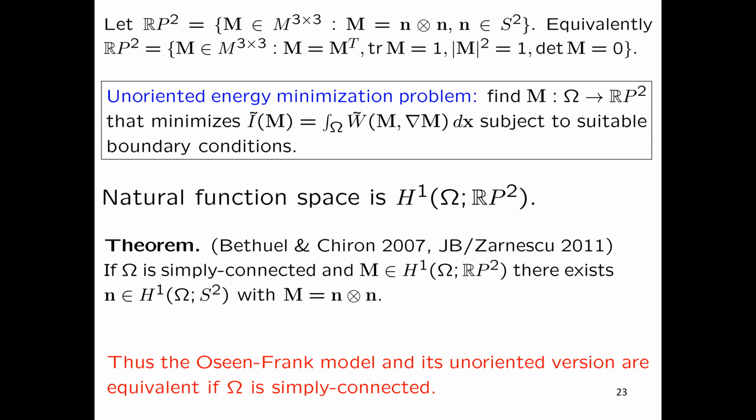However, they're not equivalent if omega is not simply connected. And here's an example, modified from Zarnescu and myself, showing that the minimizing M in the unoriented theory may not be orientable.